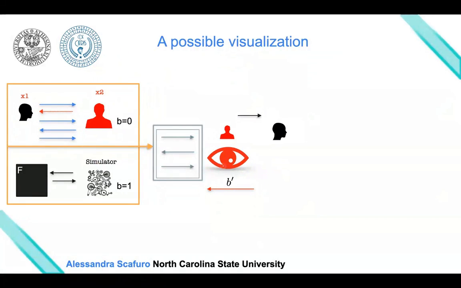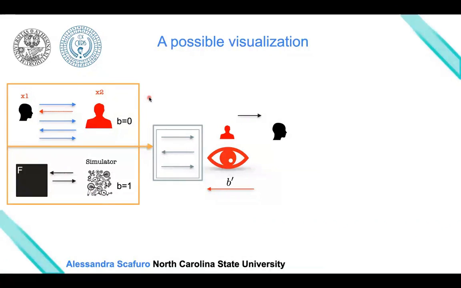You have a distinguisher here, and you have a simulator. The simulator is interacting with an ideal functionality, and the distinguisher needs to check if this transcript is coming from a real party interacting with the adversary, or from the ideal functionality interacting with the simulator. So this is very similar to what we said before.